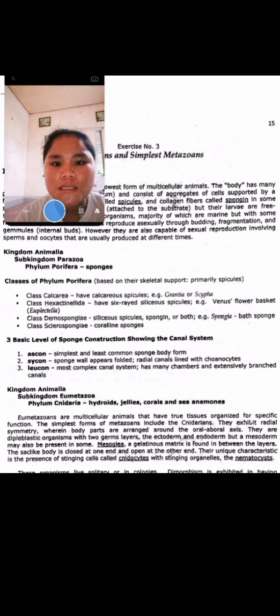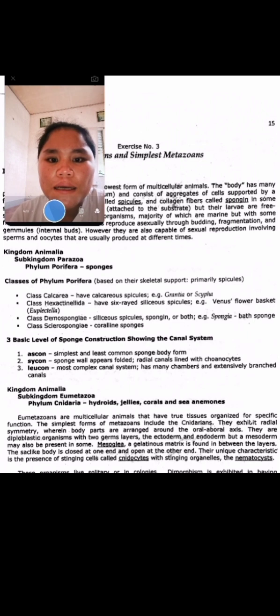Number 3, basic levels of sponge construction showing the canal system. Number 1 is ascon, number 2 is sycon, and number 3 is leucon. Ascon is the simple and least common sponge body form. Sycon, the sponge wall appears folded, with radial canals lined with choanocytes. Leucon has many chambers and extends, with a lot of branching.